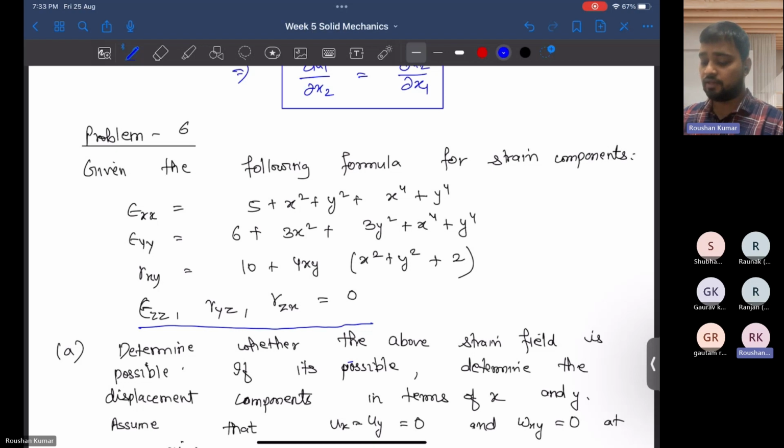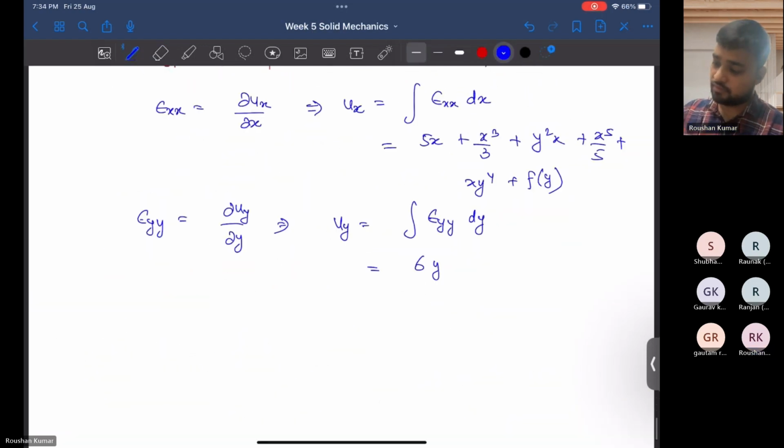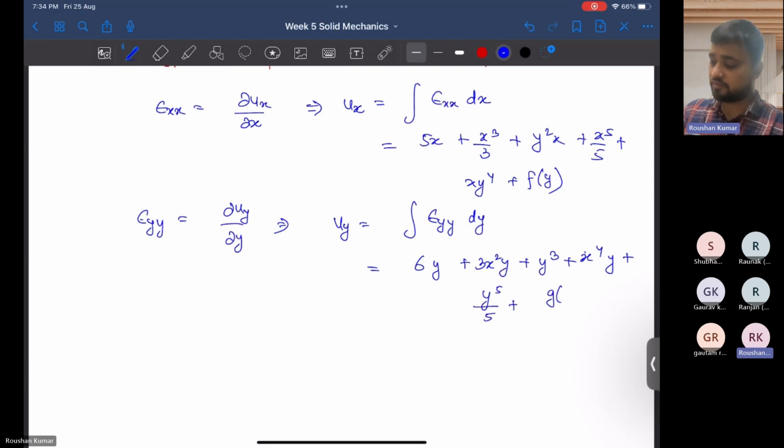Then if we integrate it with respect to dy, it will give us 6y plus 3x²y plus 3y³/3 plus x⁴y plus y⁵/5 plus g(x). So 6y plus 3x²y plus y³ plus x⁴y plus y⁵/5 plus g(x). Now we have to find the values of f(y) and g(x).